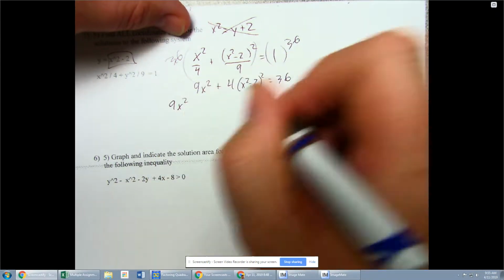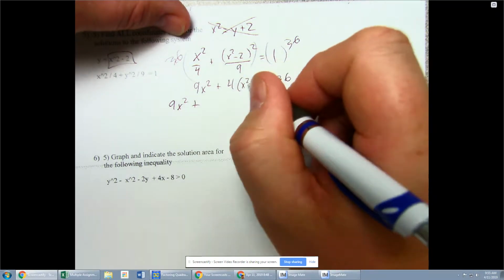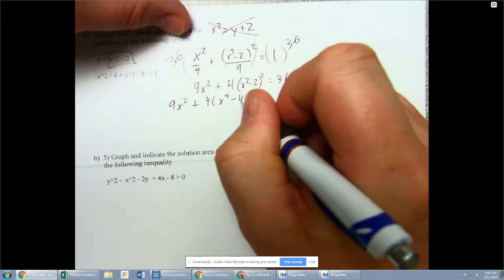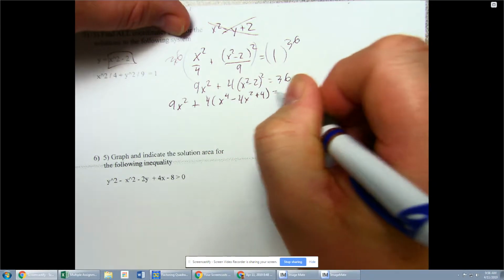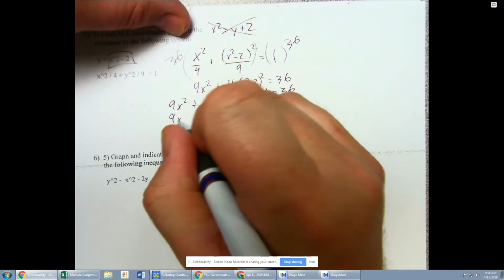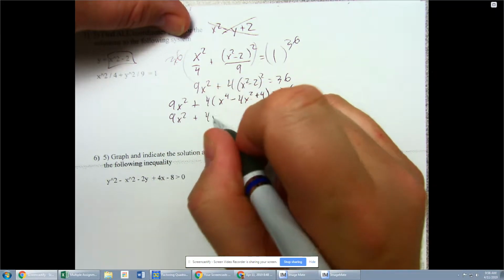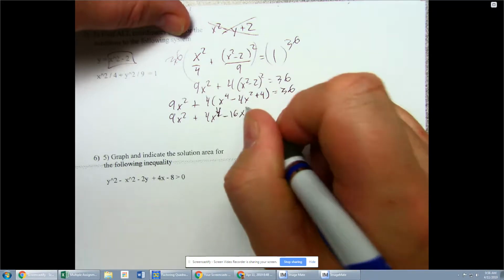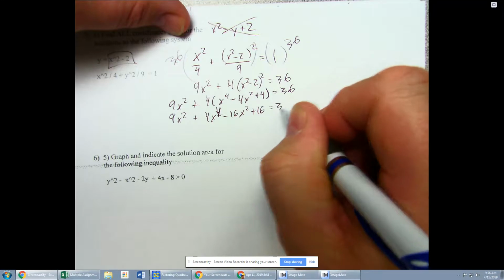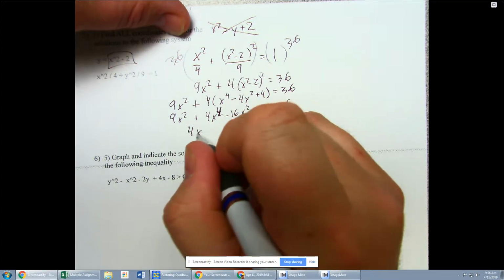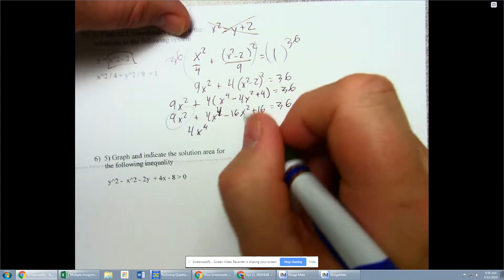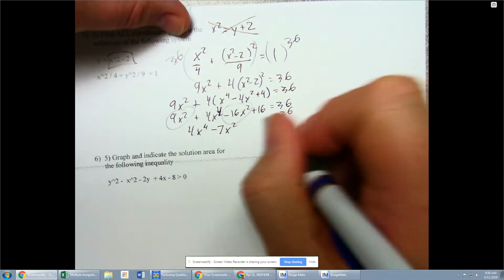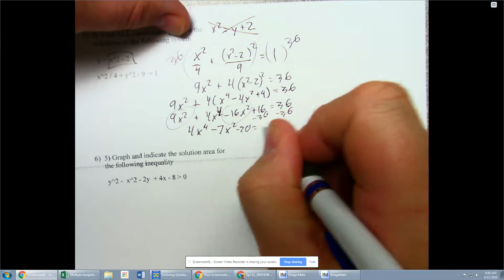Got 9x squared plus. Now, if I FOIL this out, this is going to be 4 times x to the 4th minus 4x squared plus 4 equals 36. Give the 4 away. And you come up with 4x to the 4th minus 16x squared plus 16 equals 36. Let's get everything to one side, 4x to the 4th. Now, this and this make negative 7x squared. Move this over, get negative 20 equals 0.